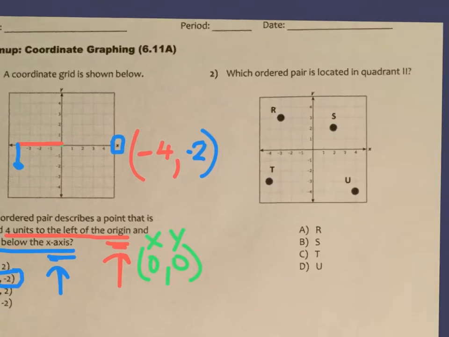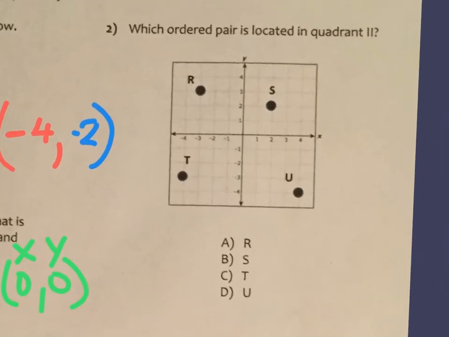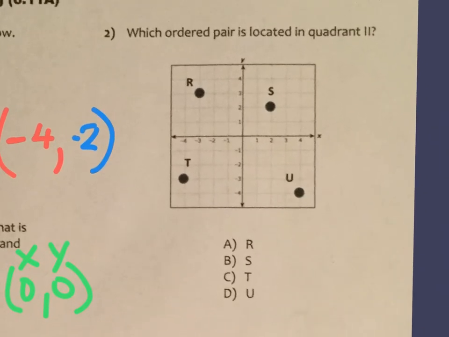Now for problem number 2, we were given a coordinate plane and asked which ordered pair is located in quadrant 2. In other words, which of these 4 locations, R, S, T, and U, is located in quadrant 2? Now, you might remember already how the quadrants are numbered, but you might also simply remember the tip that we gave you early this year.